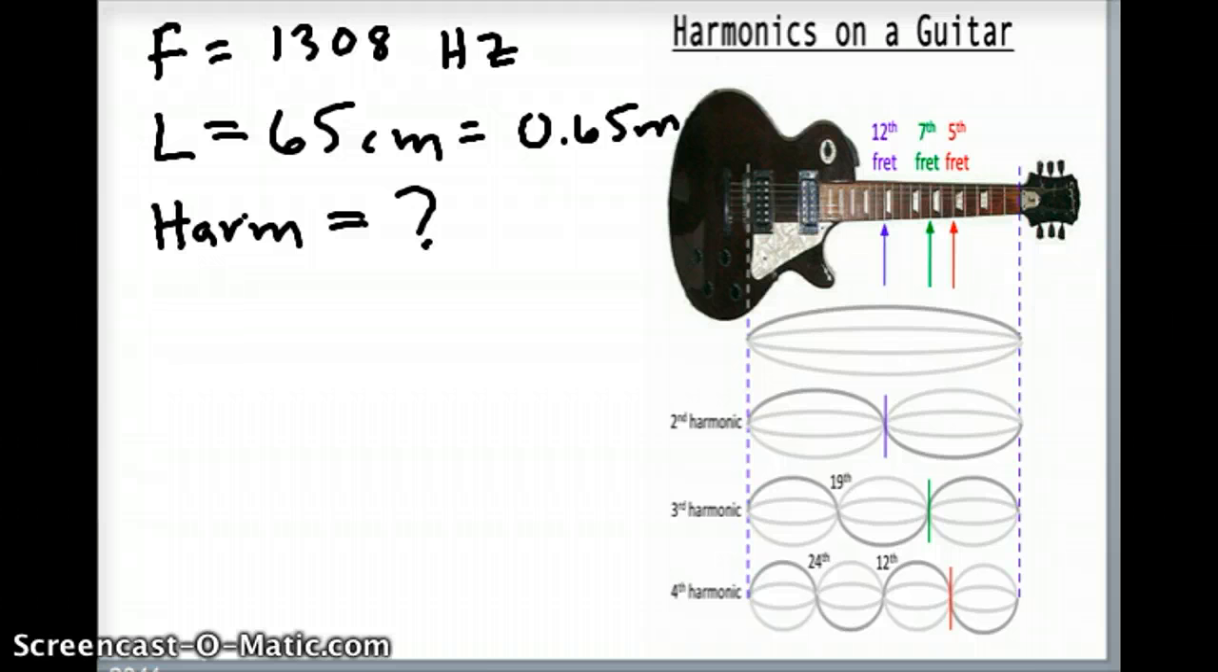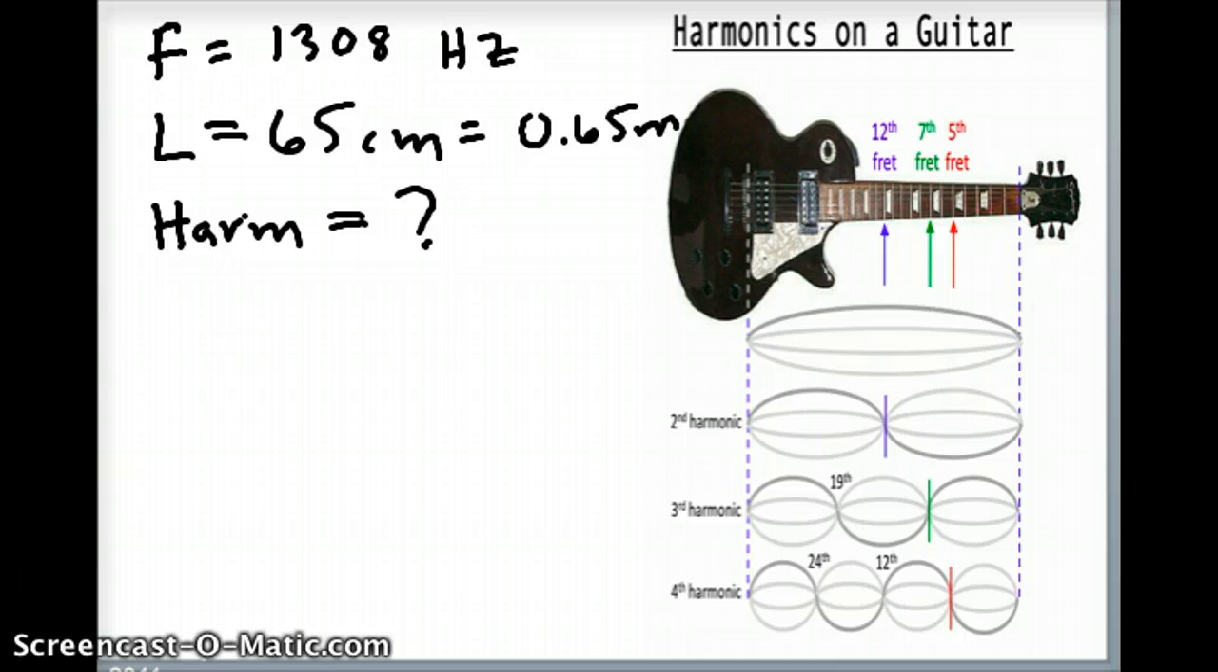So at this point, I would encourage you to pause the video and think about how we could possibly do this. The first step is to think, based on the information that's given, what could we possibly figure out? It may not be the harmonic first. Maybe we could figure out something else about these waves. So I would press pause and think about that before we continue.